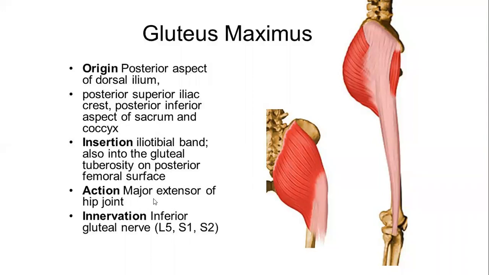Action of the gluteus maximus. Action of the gluteus maximus is that it is majorly an extensor of the hip joint. That is, if you are in the sitting position, this muscle is going to help you rise to stand erect from the sitting position.